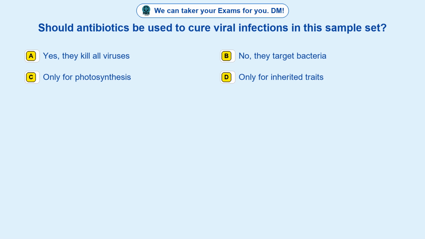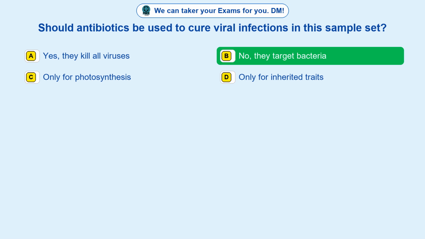Question 13. Should antibiotics be used to cure viral infections in this sample set? Option A. Yes, they kill all viruses. Option B. No, they target bacteria. Option C. Only for photosynthesis. Option D. Only for inherited traits.